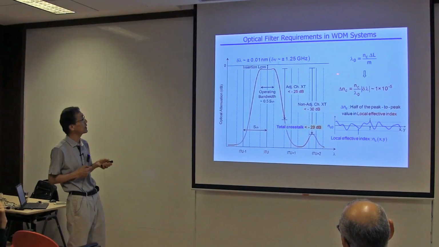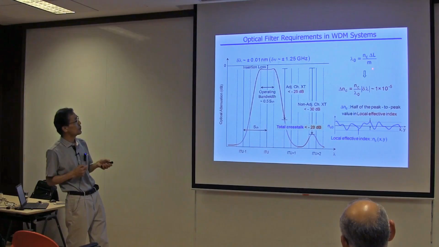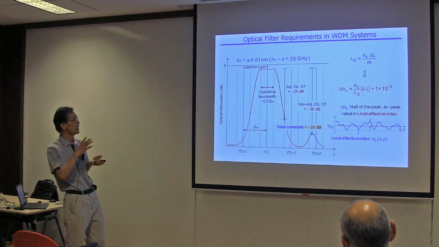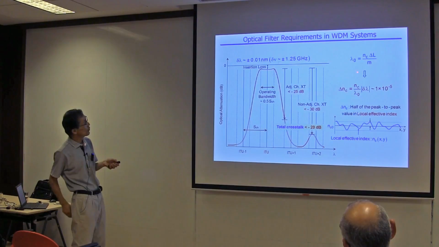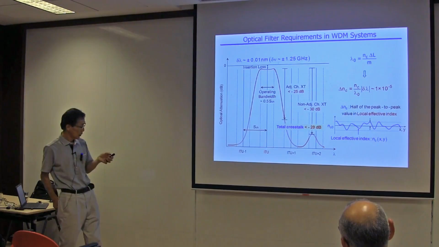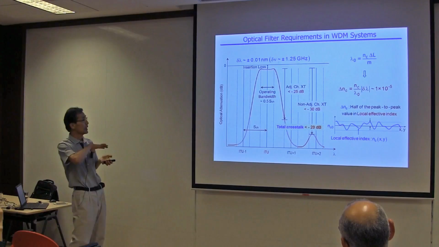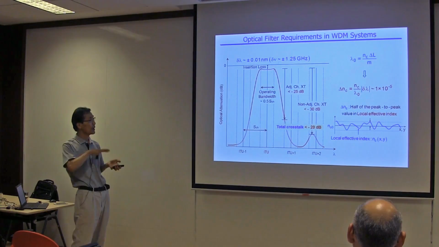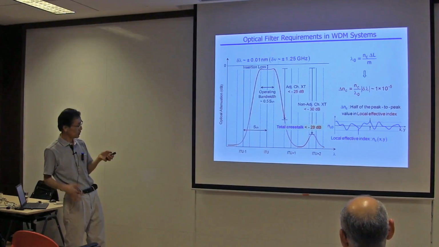And there is this law in AWG. M is a diffraction order, so it's a fixed number. And delta L is a path length difference, so it's a fixed number. So when we measure the wavelength fluctuation, we know how much the refractive index fluctuation. It's typically 10 to the minus 5. So here, let me call this the local effective index fluctuation. It exists in the wafer, throughout the wafer, or from wafer to wafer. We should have this kind of refractive or effective index fluctuations caused by the fabrication error.